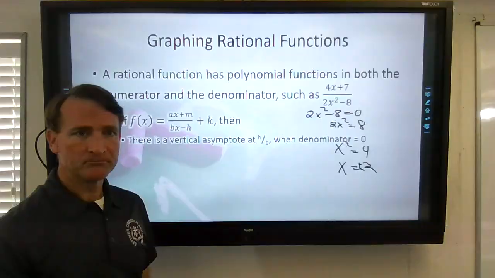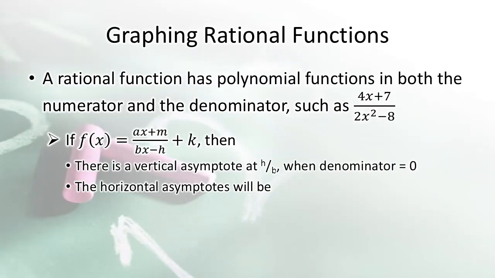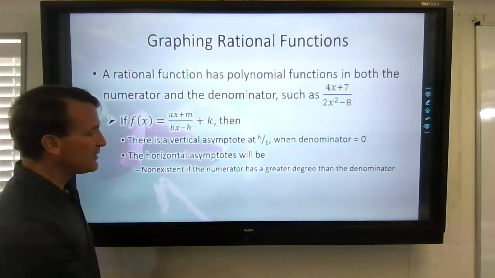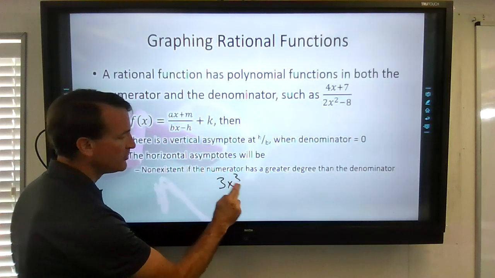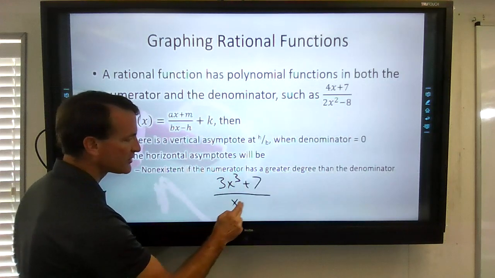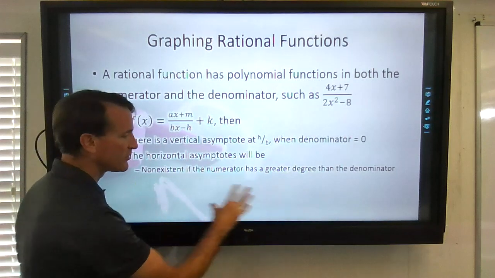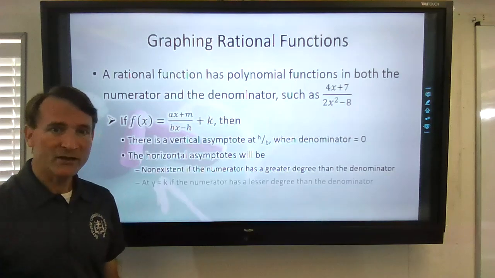So I have zeros at plus or minus 2, which is going to indicate an asymptote at that location under certain conditions. The second thing I can derive from my general equation is that the horizontal asymptotes will be located in one of several spots depending on the type of rational expression or function that I have. It's going to be non-existent if the numerator has a greater degree than the denominator. So if I had something like 3x cubed plus 7 all over x minus 2, there is not going to be a horizontal asymptote for that particular function. That one would have a vertical asymptote.